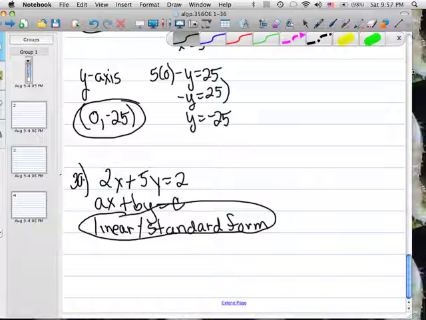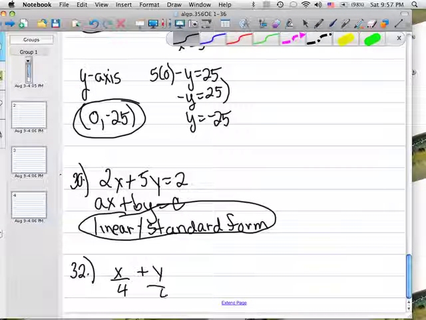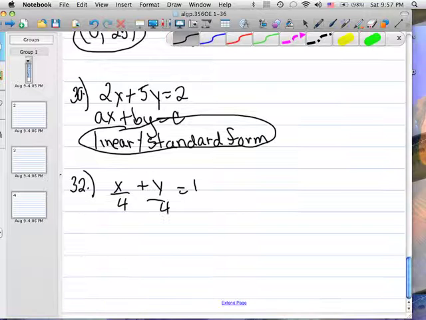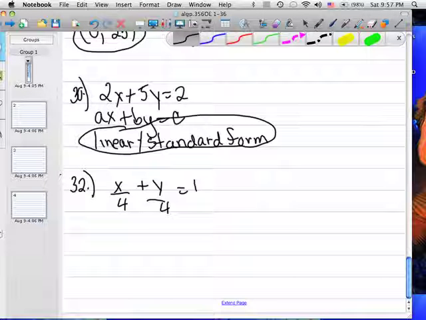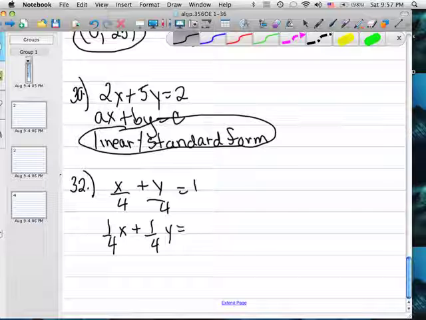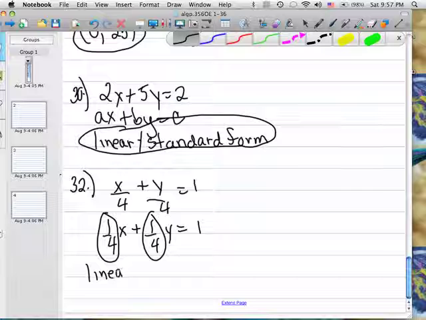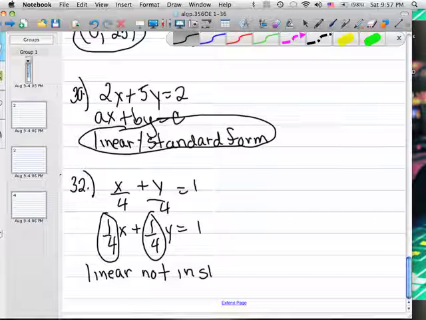Number 32, x over 4 plus y over 4 equals 1. Well, the exponent for x and y is 1, so it is linear. But it's not in standard form because this is actually 1/4 x plus 1/4 y equals 1. And 1/4 is not an integer. So it's linear, but not in standard form.